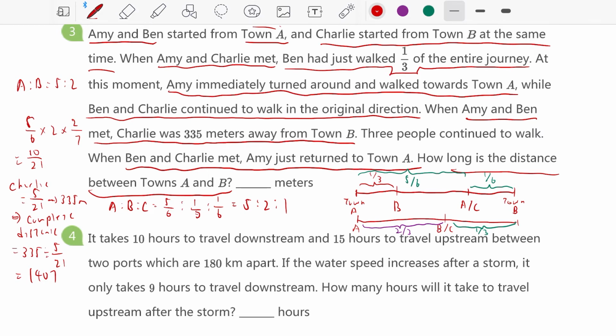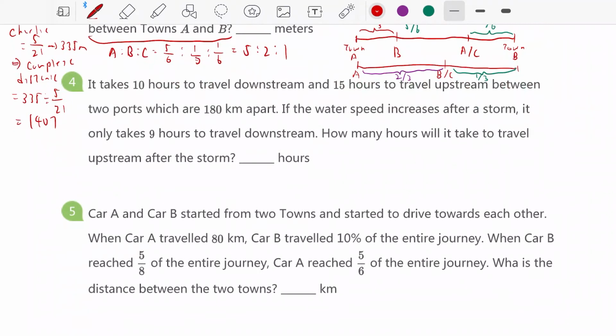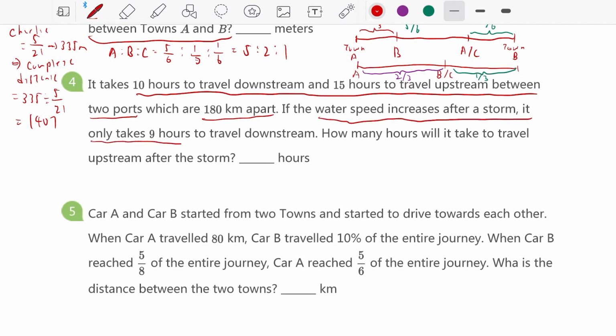Alright, so let's move on to question 4 now. Let's see question 4. It takes 10 hours to travel downstream and 15 hours to travel upstream between 2 ports, which are 180 kilometers apart. If the water speed increases after a storm, it only takes 9 hours to travel downstream. How many hours will it take to travel upstream after a storm?